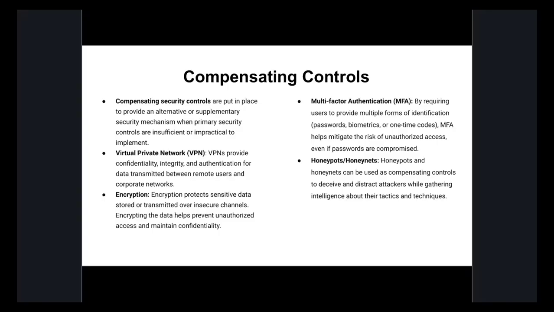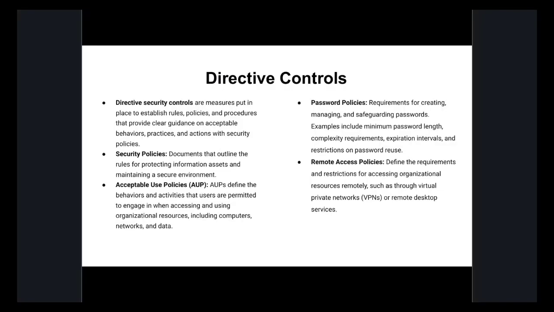And lastly, we have directive controls. Directive controls are security measures that we use to establish clear rules and procedures related to our employees' behaviors and practices. Directive controls can take the form of formal documents. One common directive document is an AUP, an acceptable use policy.